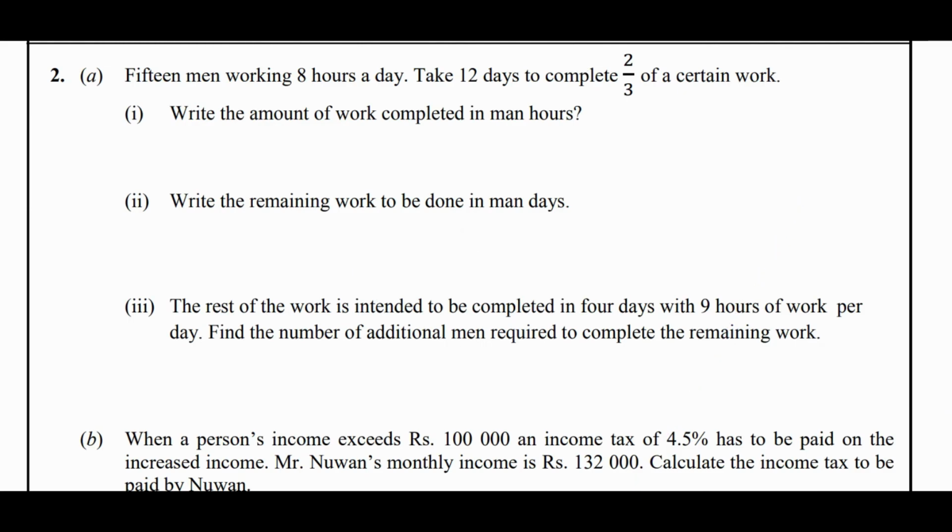Question number 2, part A. 15 men working 8 hours a day take 12 days to complete 2 out of 3 of a certain work. The first question is asking, write the amount of work completed in man hours. 15 men working 8 hours a day and takes 12 days. That means times 12. 1440 man hours.